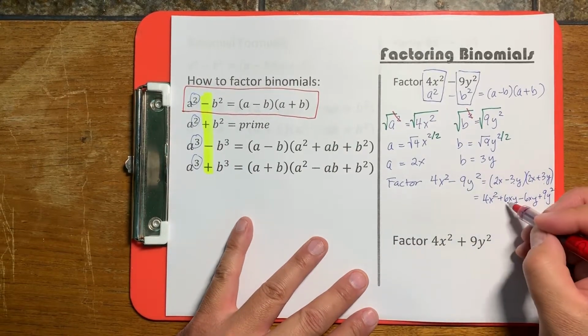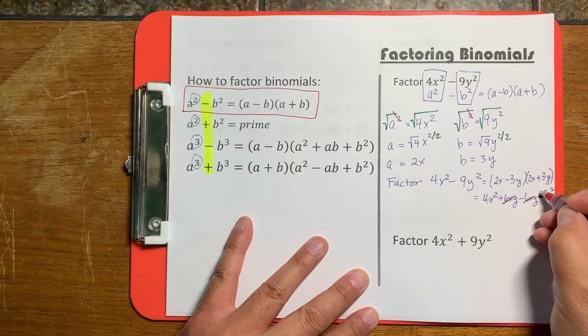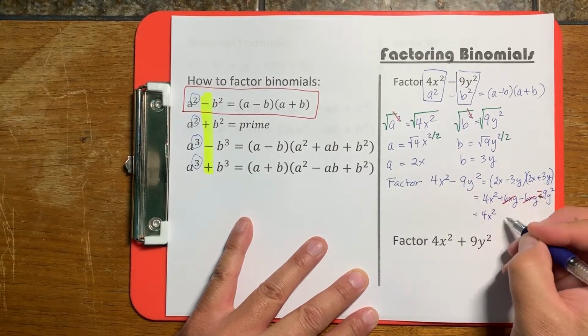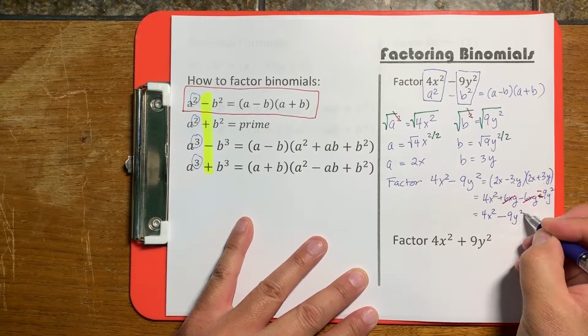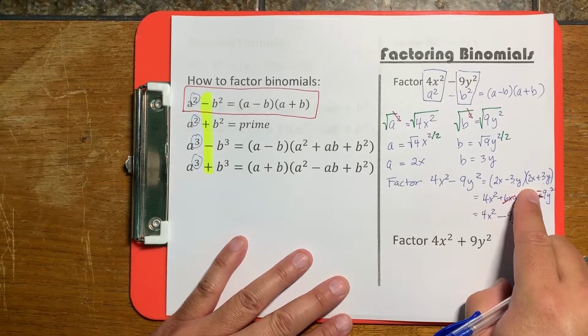Now, these 6xy's will cancel. I'm sorry, not plus. This should be a minus. And we'll see that we'll get a 4x squared minus 9y squared. So we'll see that this really is equal to that.